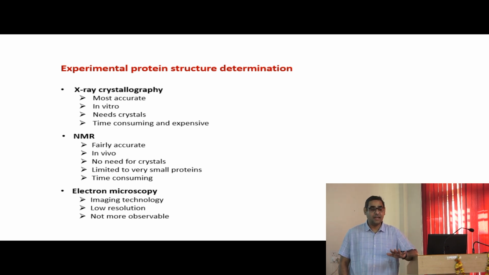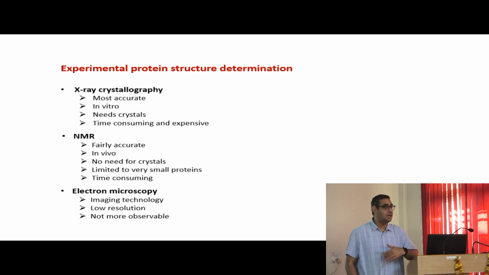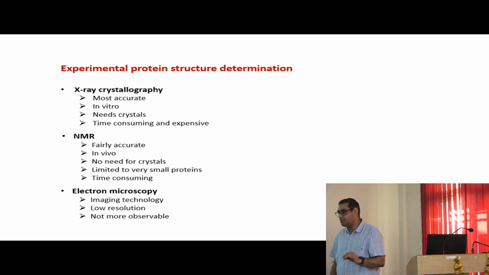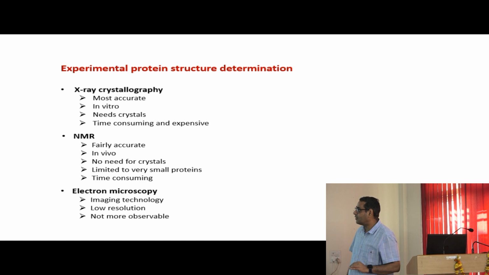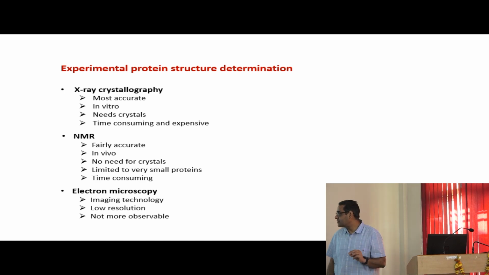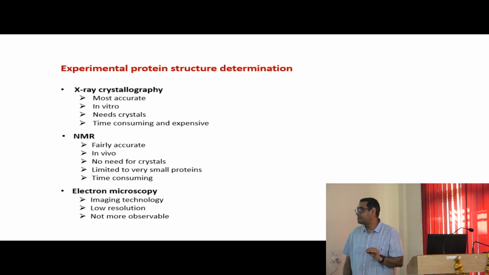If you are not able to make a TOC, it means you don't have any idea. So don't do anything without any idea, without any confidence. Try to build up confidence, because these are very sophisticated and time-consuming techniques. X-ray crystallography is the most accurate, but in vitro it needs crystals, and it is time consuming and expensive.